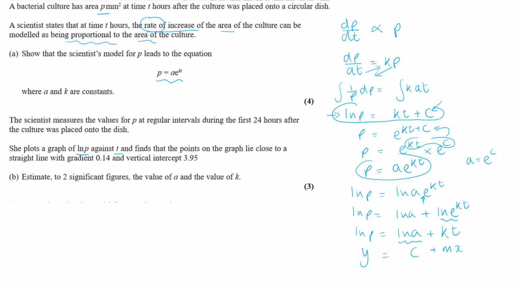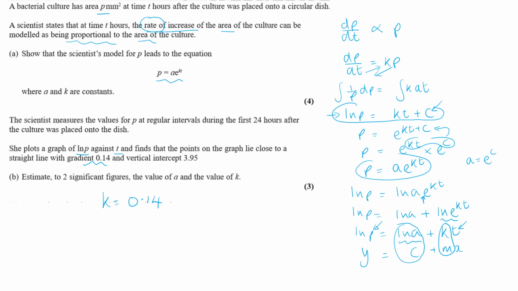You can see that the gradient is going to be the k, and the ln of a is going to be the y-axis intercept, because t is the variable and p is the variable. So it's telling us that the gradient is 0.14, so that is just our k. So we can just say that k is equal to 0.14.